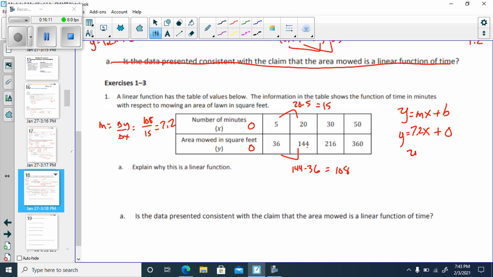7.2x plus 0. You don't need to keep the plus 0 since it doesn't mean anything. Y is equal to 7.2 times x. Y is your square feet. The number of square feet is equal to 7.2 square feet per minute times the number of minutes. Okay?